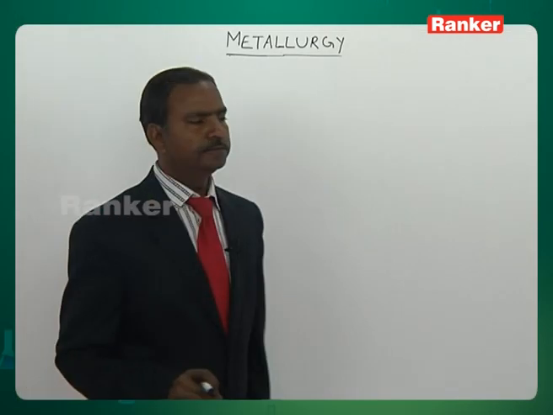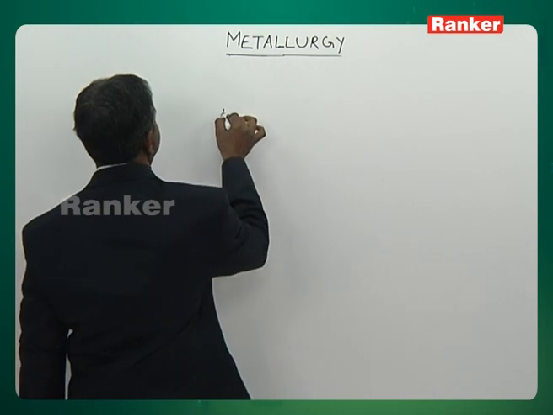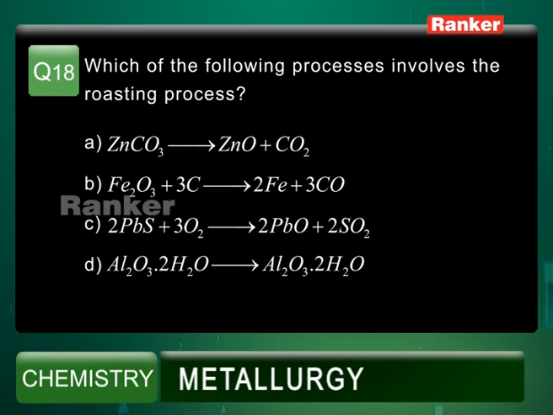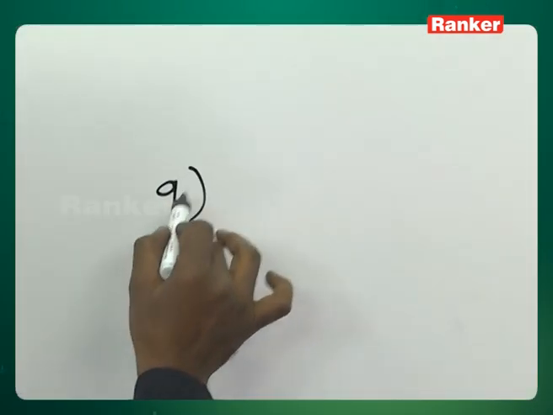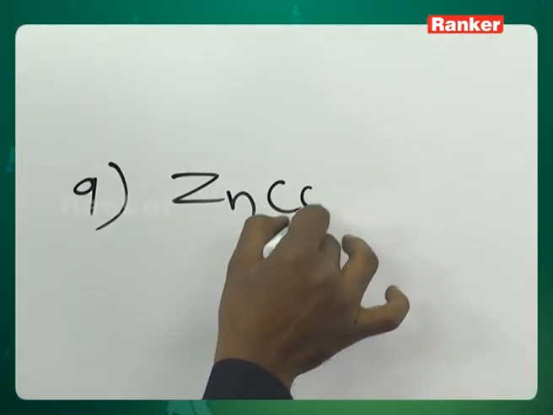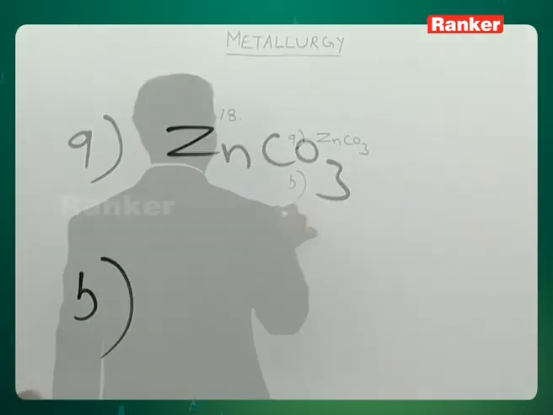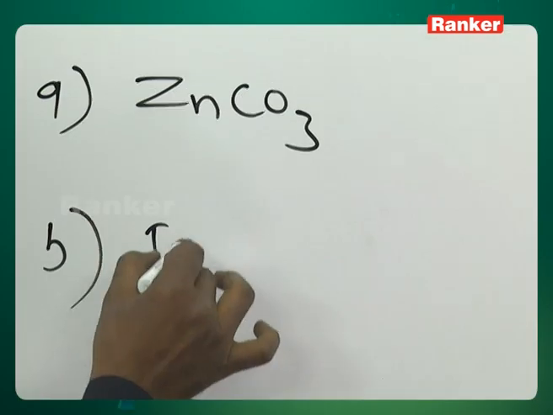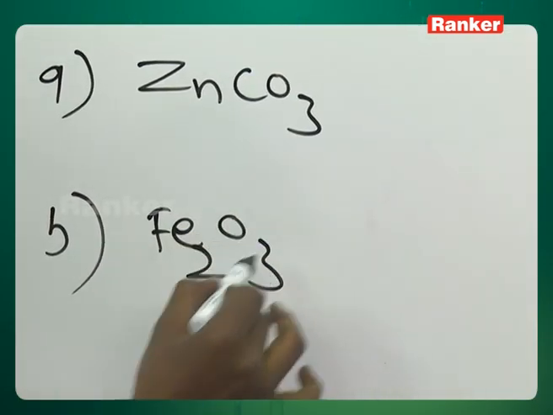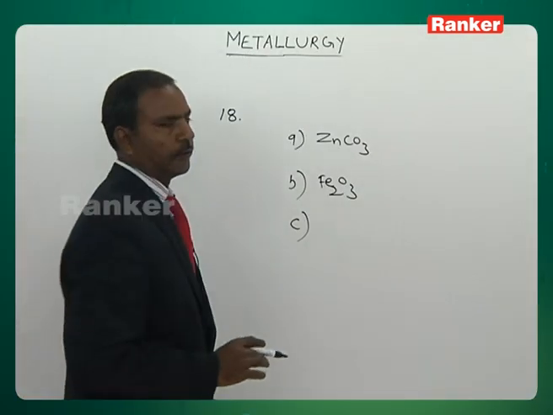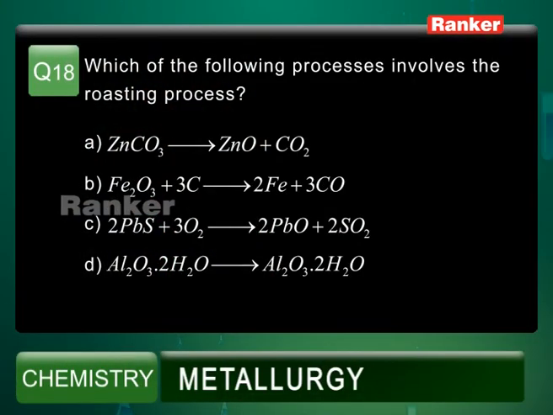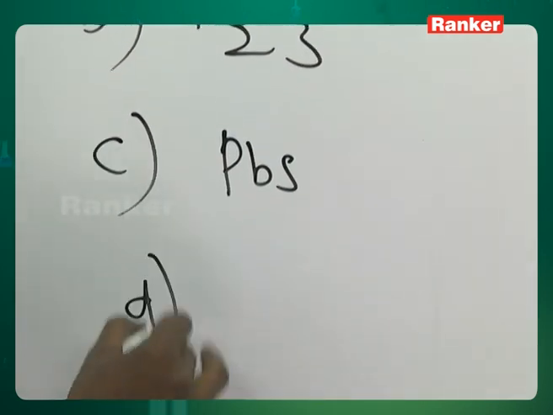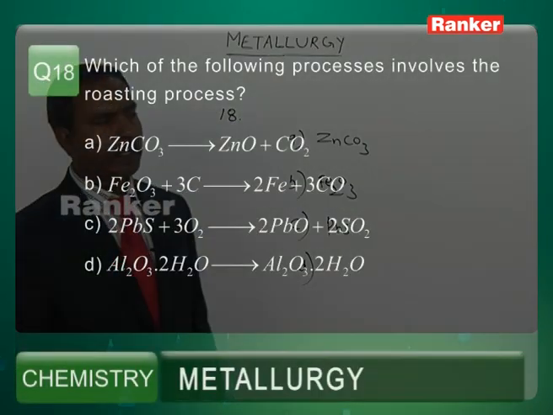Question number 18. Which of the following process involves the roasting process? A, zinc carbonate. B, Fe2O3. C, PbS. D, Al2O3.